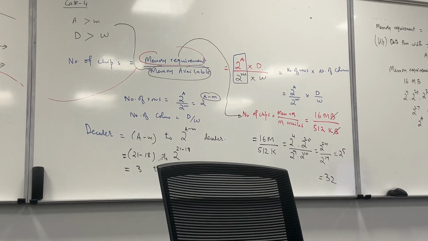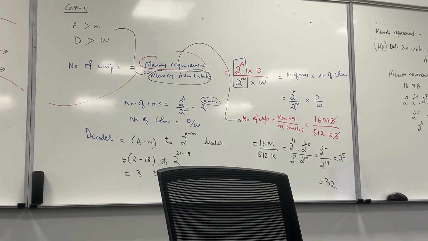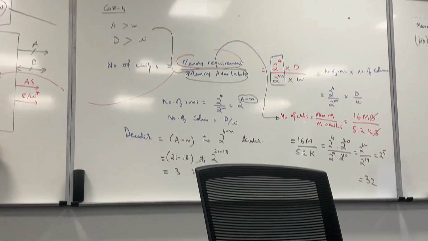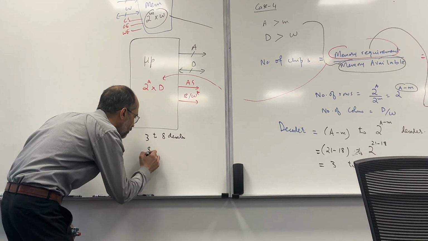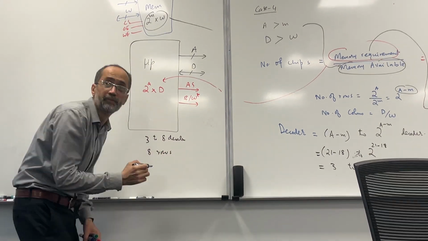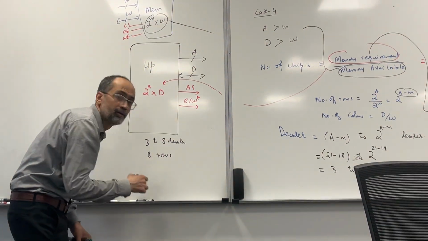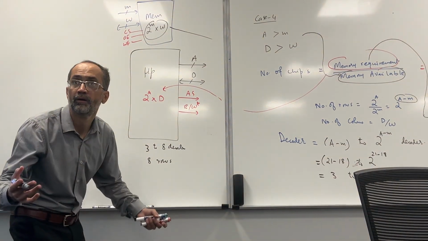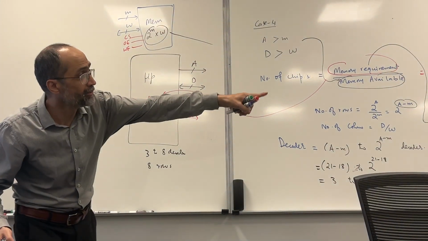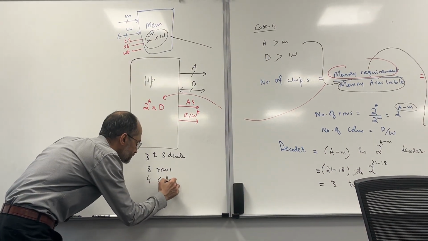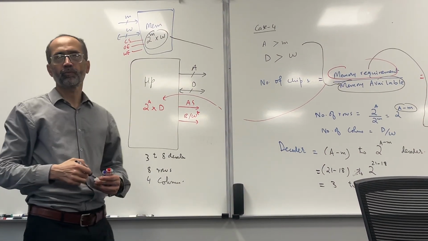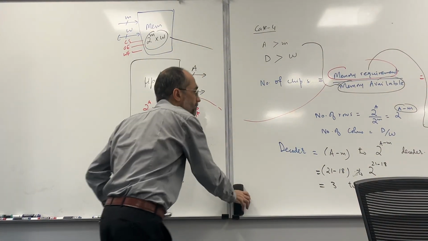So in this case we need a 3 to 8 decoder. So I'm writing it here. We need a 3 to 8 decoder. We need 8 rows and how many columns? 8 rows and how many columns? 4 columns. What I'm going to do, I'm going to rub this off.